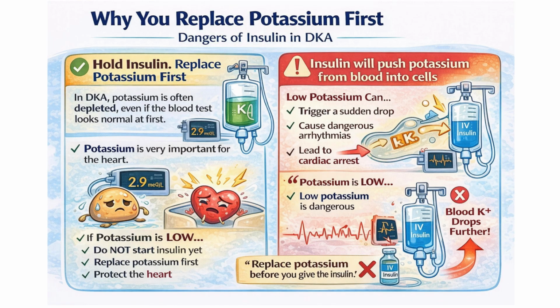The other options are not safe. Starting insulin right away can worsen the potassium problem. Giving a smaller dose of insulin does not remove the risk. Bicarbonate is not needed in this situation and can lower potassium even more.